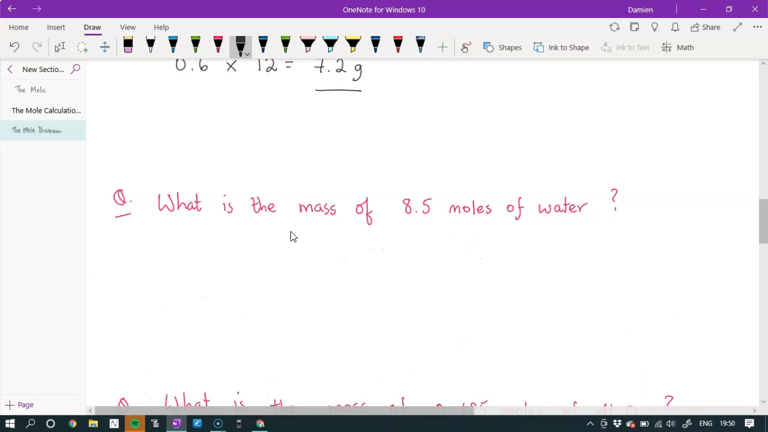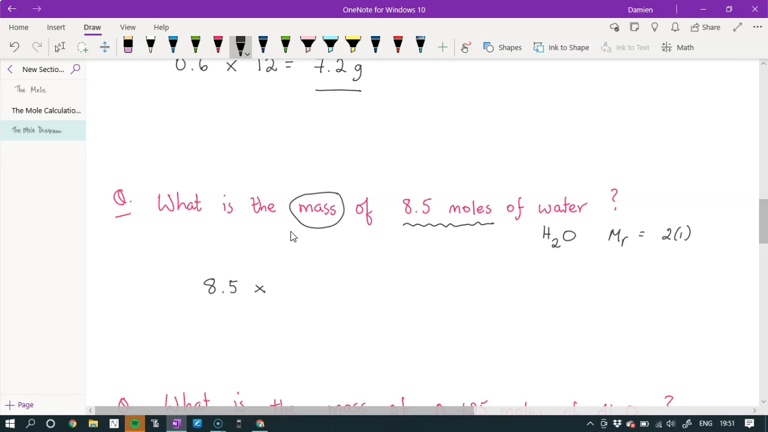What is the mass of 8.5 moles of water? Again, this is what you're starting with. You're dealing with water, which is H2O, and we're asked to find the mass. So to find the mass, it's going to be the number of moles, 8.5, multiplied by the molecular mass of water. So we've got to work out the molecular mass of water on the side of our page.